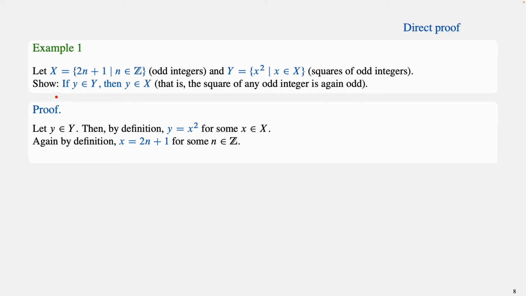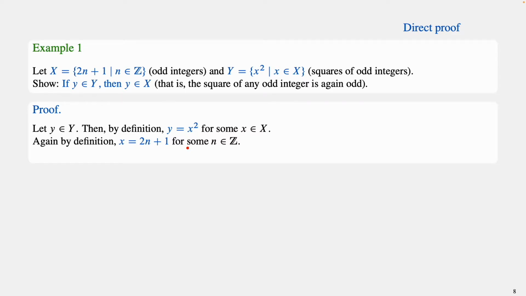And what does this problem ask of us? We have to show that this square, y, or rather x squared, is again an element of this set X. So it's again an odd number, and that means we have to show that x squared is also of this form, 2m plus 1 for some integer m, which of course is probably going to be a different integer from the one that we used for x.